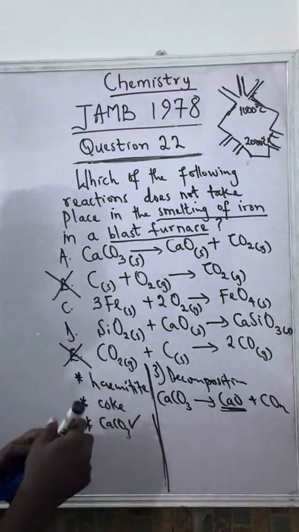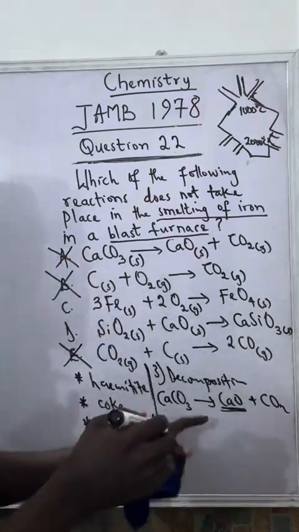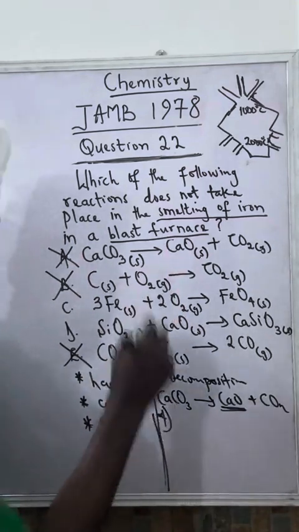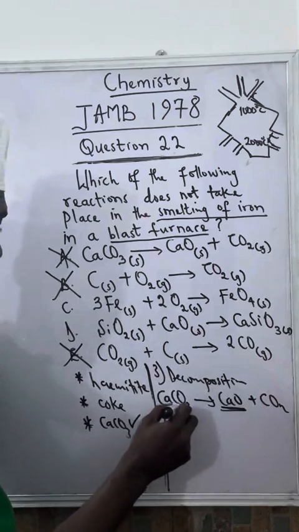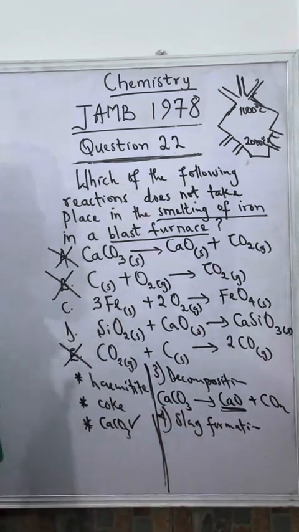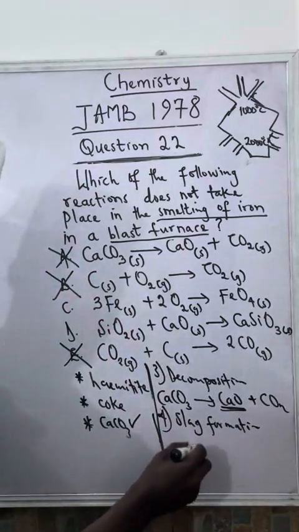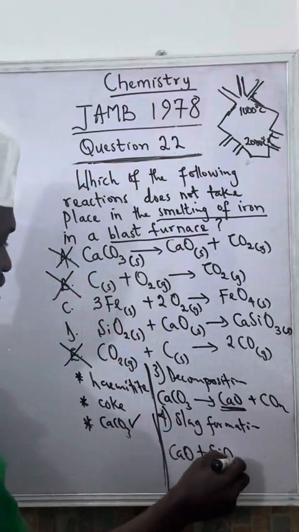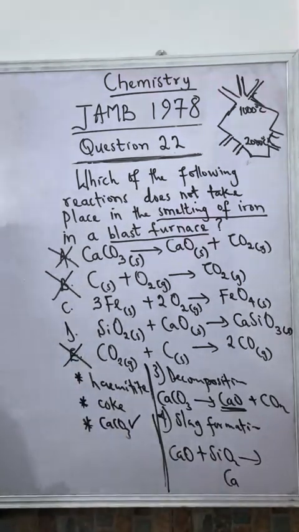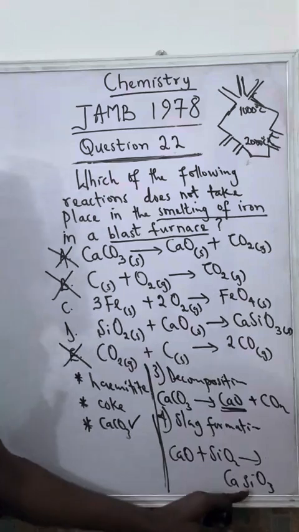Check the options if we also have this. So this is even option A. Since this is part of the process, that means this cannot be the answer. The next stage is the formation of slag. Slag is also known as calcium silicate. So this calcium oxide will combine with sand particles. Sand is silicon dioxide. So to form calcium silicate, which is CaSiO3. This is what we call slag.